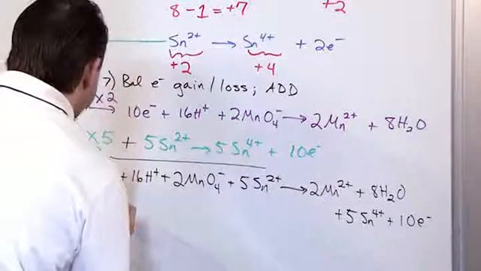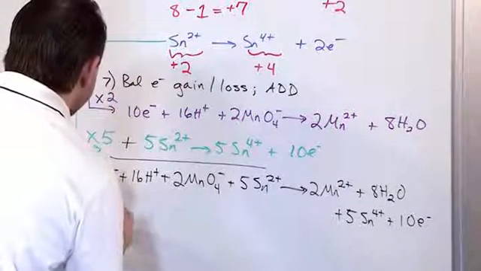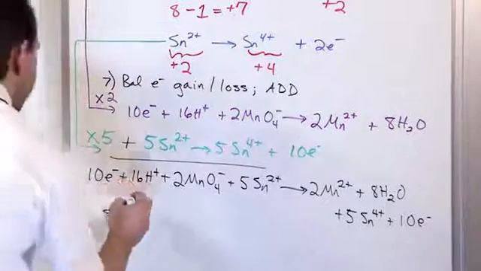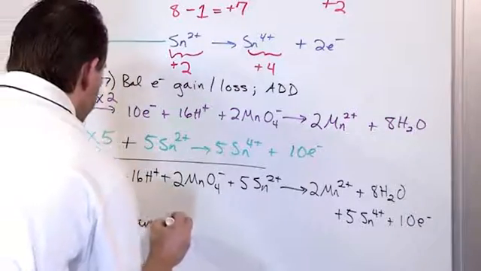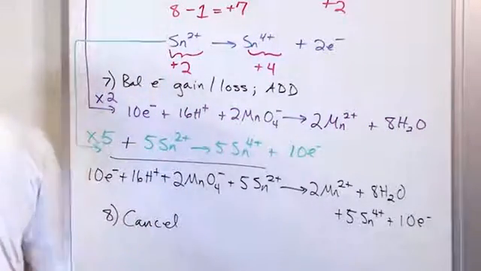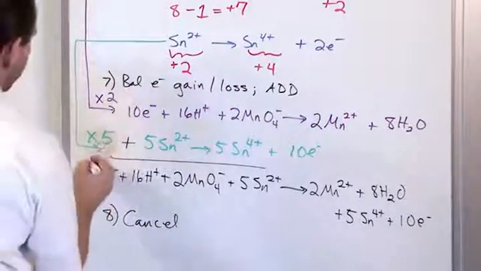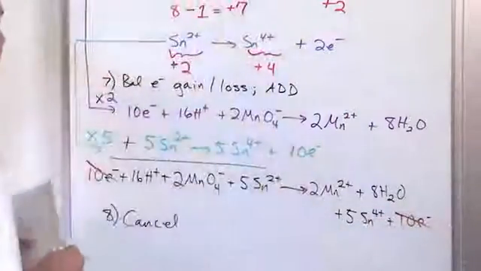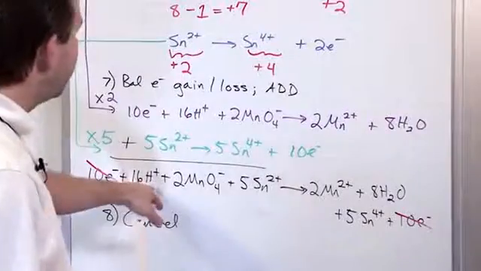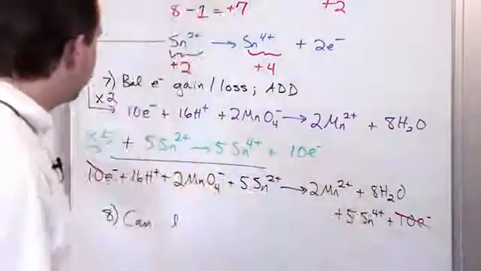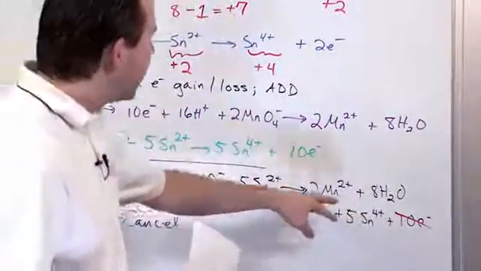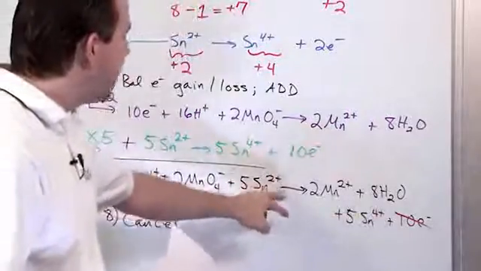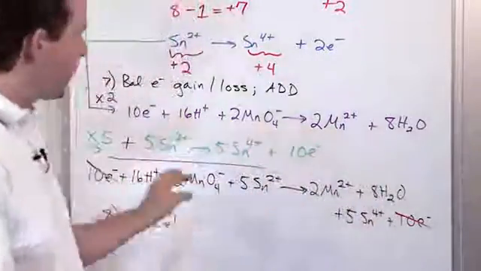Now step 8 is to cancel. So let's go to step 8, okay? Cancel. That means cancel everything we can. Now we know that we have to cancel electrons. We never want to see electrons in a final reaction. So the 10 electrons cancel with that. Let me look, 16 hydrogen ions. I do not have any hydrogen ions over here. I don't have any permanganate ions over here. I don't have any Sn2+ ions over here. I don't have any waters in common, so I'm done.